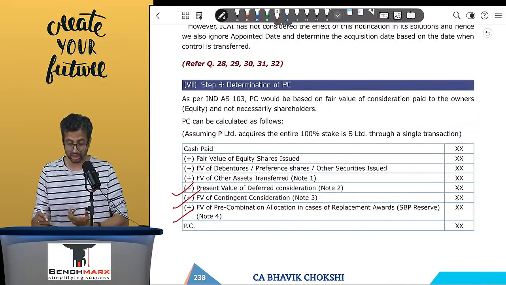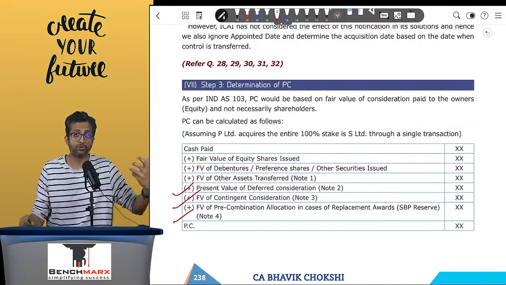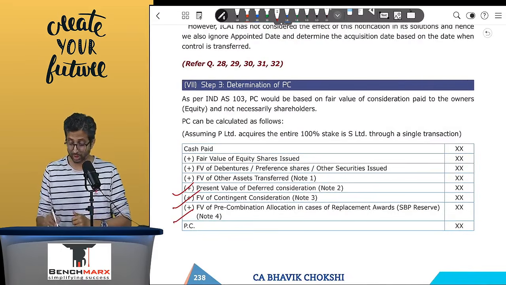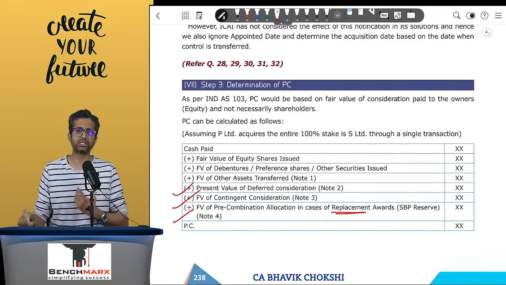Next is another important point, that is the fair value of the pre-combination element in case of what we call replacement awards. Now what happens in case of ESOPs?